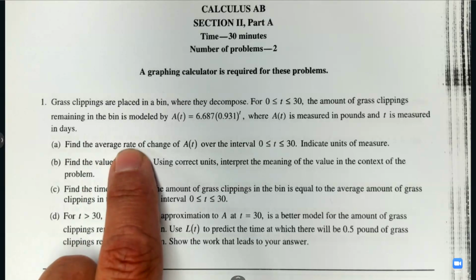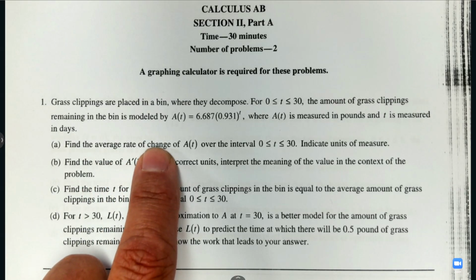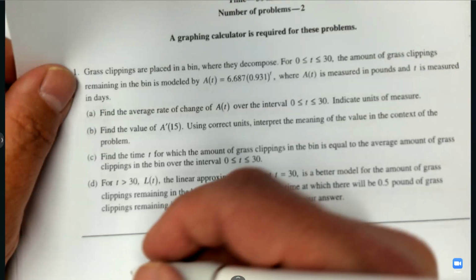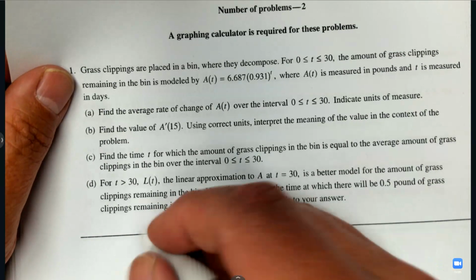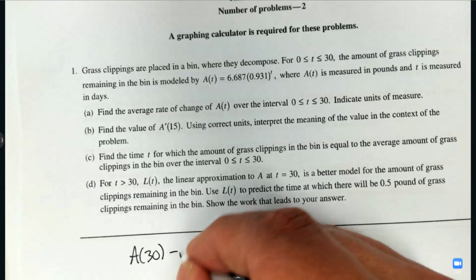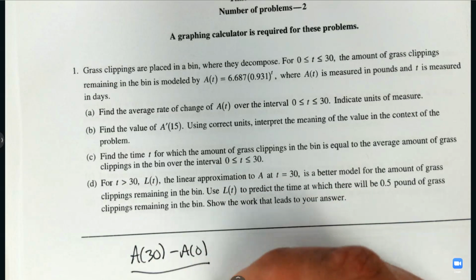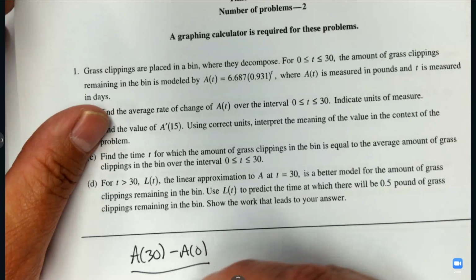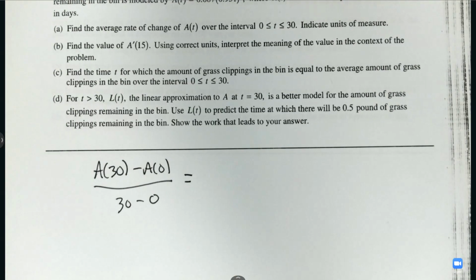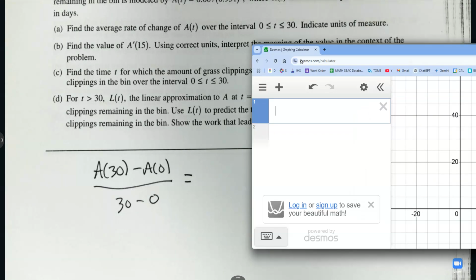Find the average rate of change. That's a rate. That's different than average value from 0 to 30. So let's start there. Hopefully that's simple. For the average rate of change from 0 to 30, that's A at 30 minus A at 0, that's Y2 minus Y1 over 30 take away 0. And then you'd put that in the calculator and get your answer and put in units. So let's put that equation in our calculator right now.